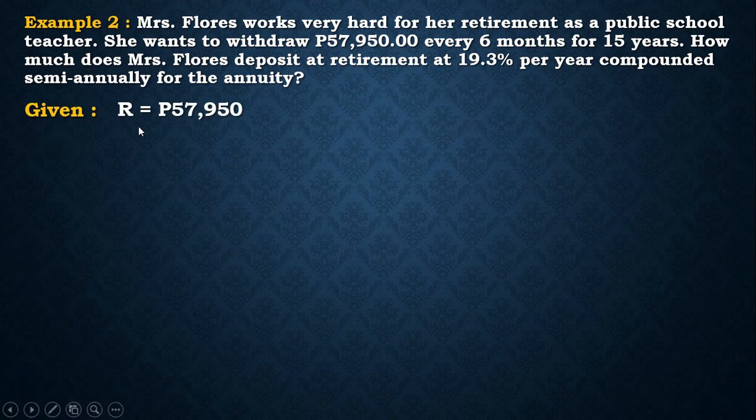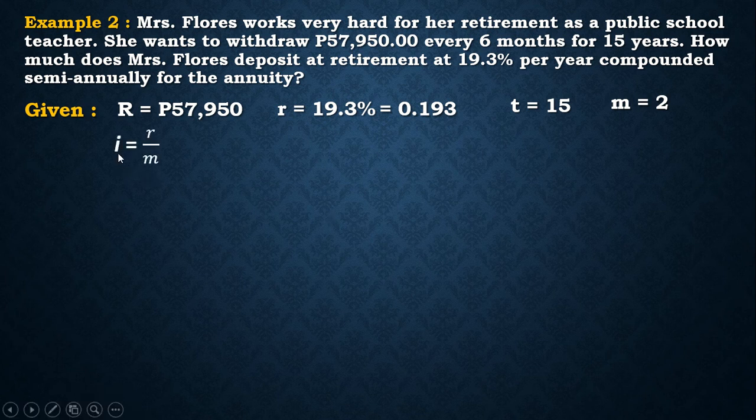Given R, or the regular payment, is equal to 57,950. R, or the nominal rate, is equal to 19.3%. So, kailangan i-divide po natin ito by 100. 19.3 divided by 100, that is 0.193. And then we have t, so we have 15 years. And then, ang m ay 2, kasi meron po tayong compounded semi-annually. Again, pag semi-annually is equal to 2, pag quarterly is equal to 4, at kapag monthly is equal to 12.